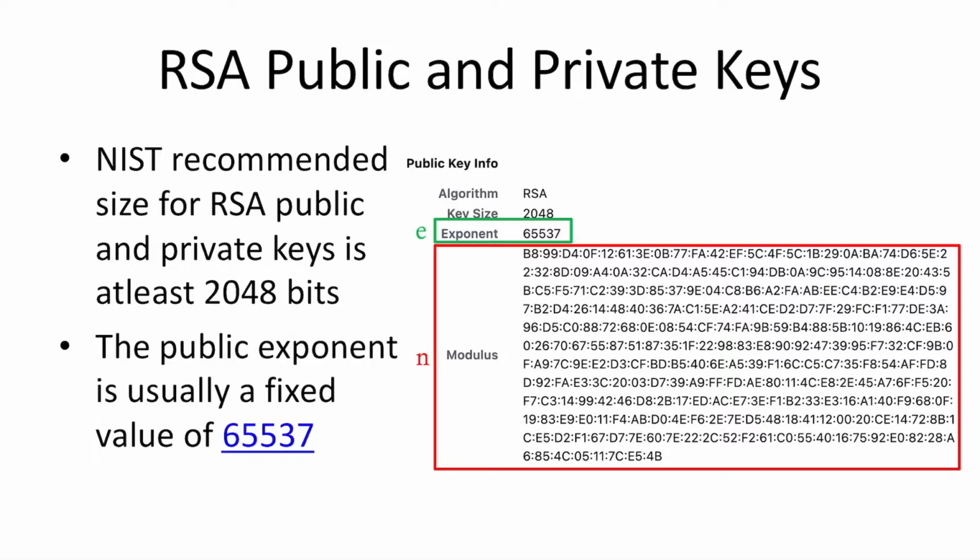So today, the NIST's recommended size for RSA-based public and private keys is at least 2048 bits, which basically means that the modulus or n value should be 2048 bits. And since it is the result of the multiplication of prime numbers p and q, they should each be 1024 bits long.